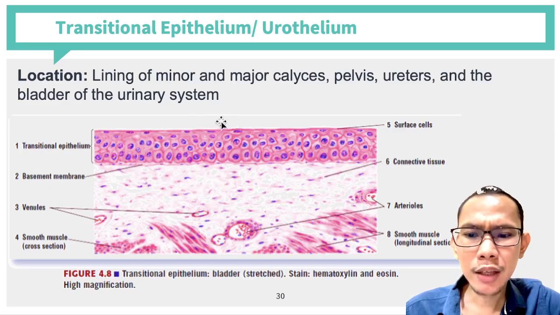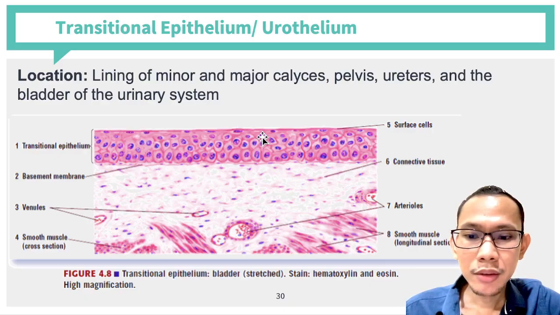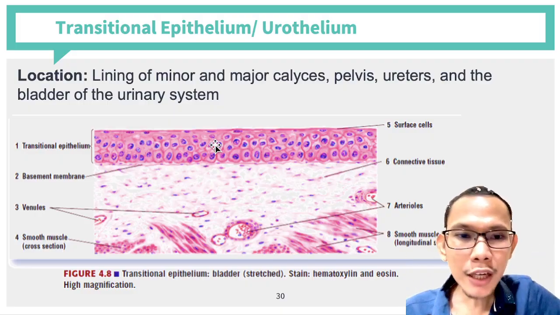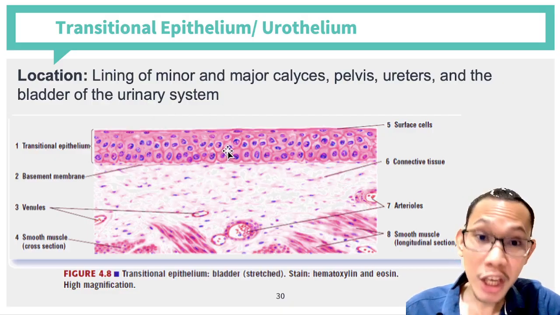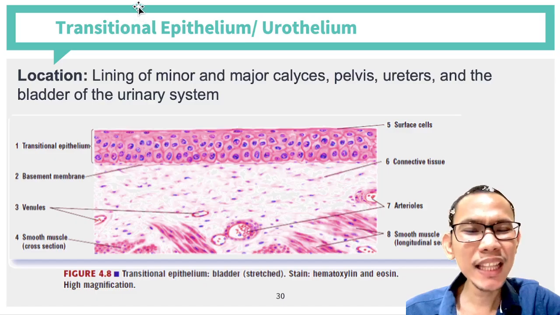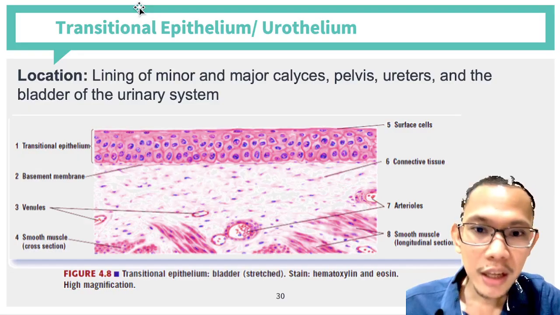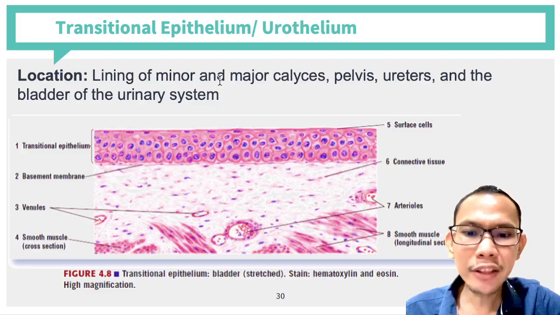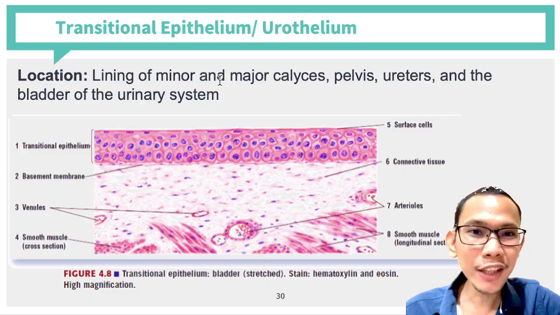Merong nagbabago sa changes, nagbabago ang shape. Remember, it will be stretch, babalik, stretch. So therefore, your epithelium shape will change. Kaya nga tinawag natin na transitional. Transition, there will be a change. Kaya nga natin, this type of epithelium changes shape and can resemble either stratified squamous epithelium or stratified cuboidal.